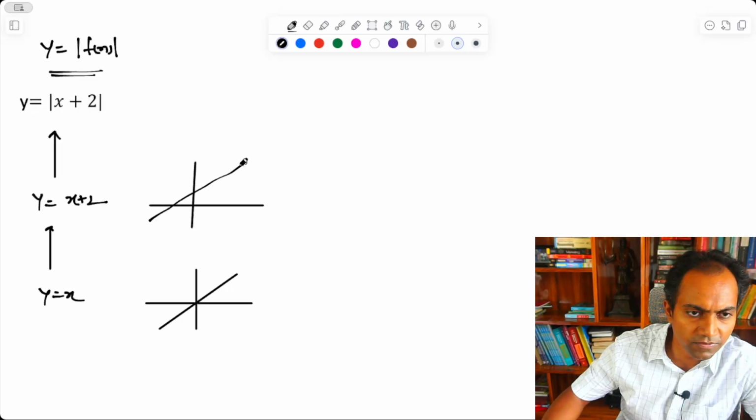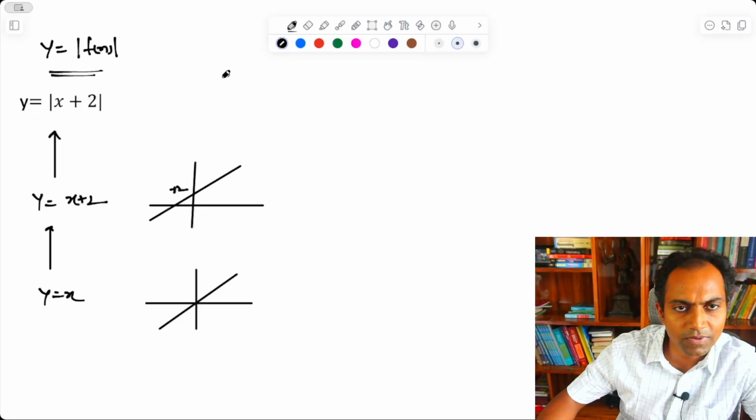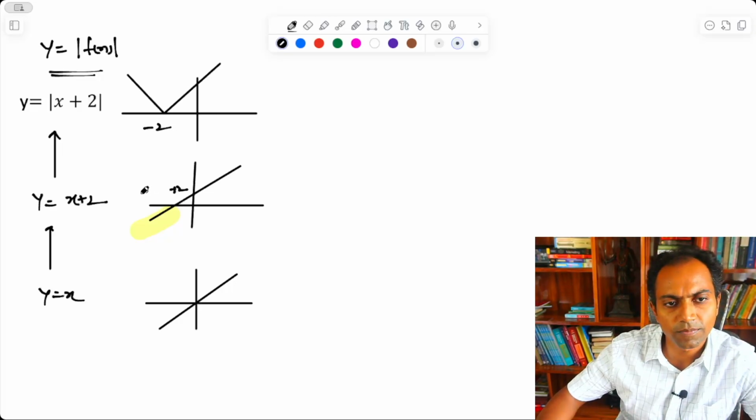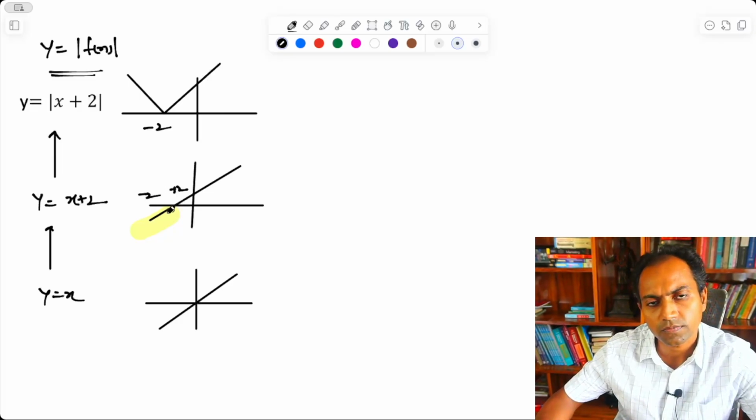This will get now shifted above. So this becomes plus 2. And now what we are saying is, whatever is the graph below the x-axis, this part will get reflected. So this part will get reflected, and ultimately my graph is going to look something like this. This point is minus 2, because at minus 2 it was becoming 0.